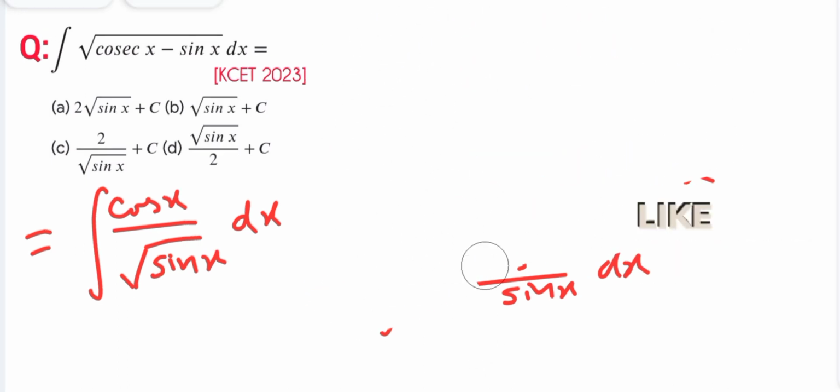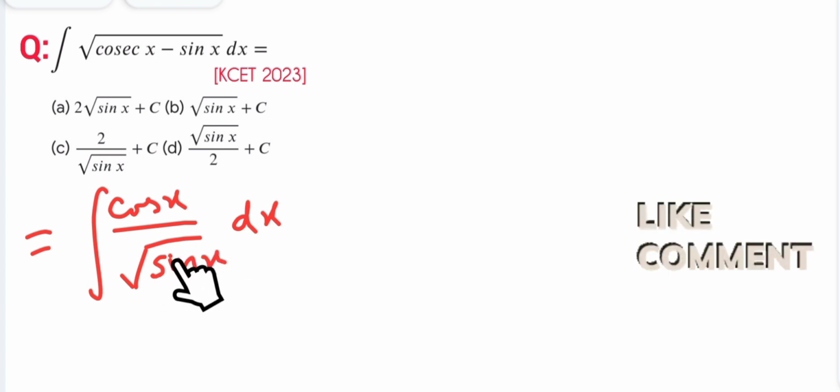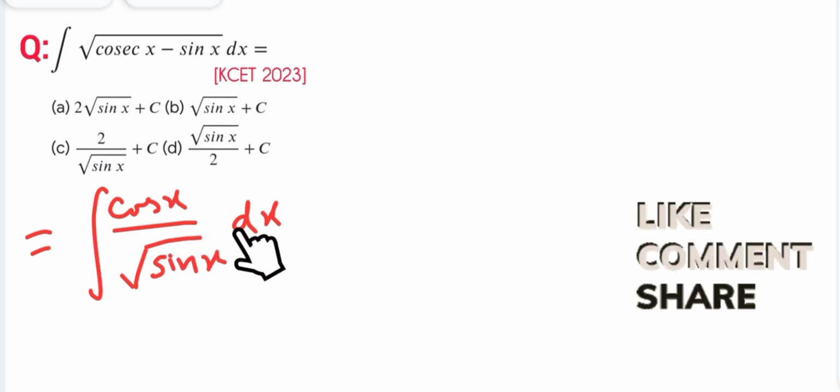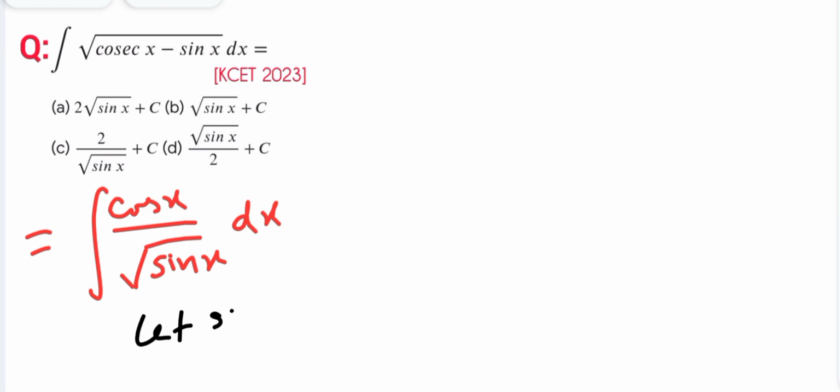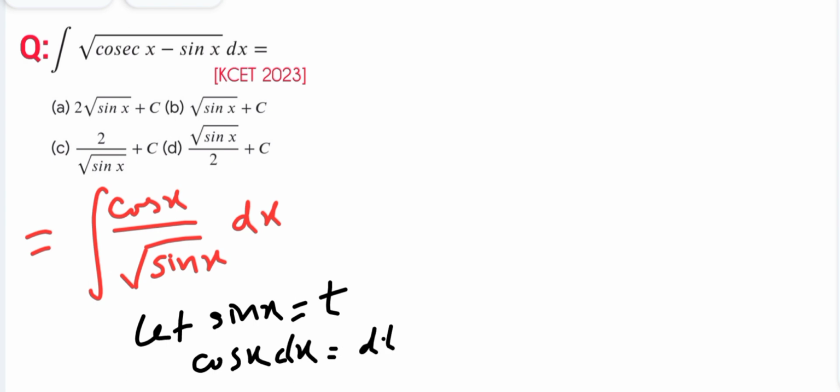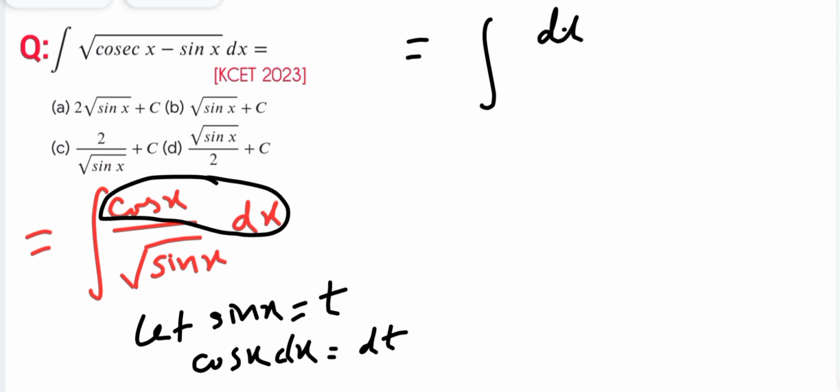Now how can we do this integration? The numerator is cos x dx and the denominator is root over sin x. Suppose I let sin x be equal to t. If sin x is t, then if I differentiate, cos x dx is equal to dt. The numerator cos x dx will be replaced with dt, and in the denominator sin x I will replace with t, so root over t. Ultimately we got this.